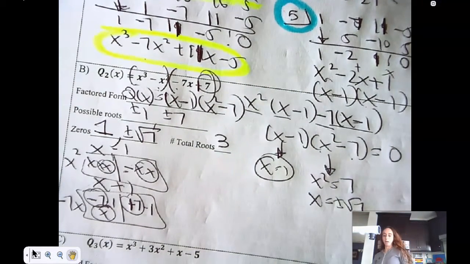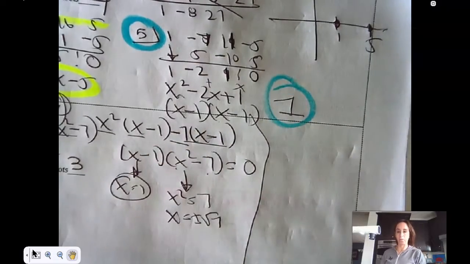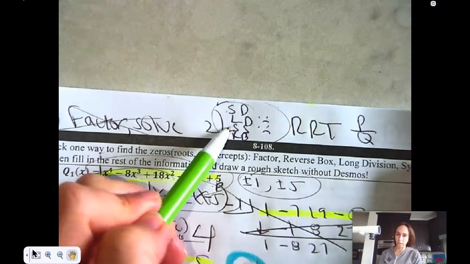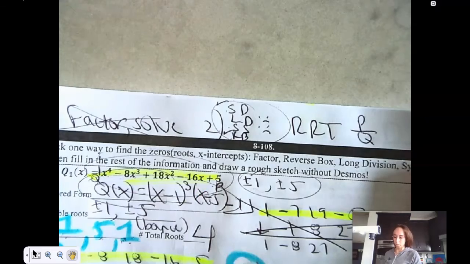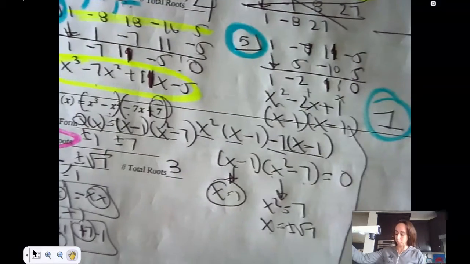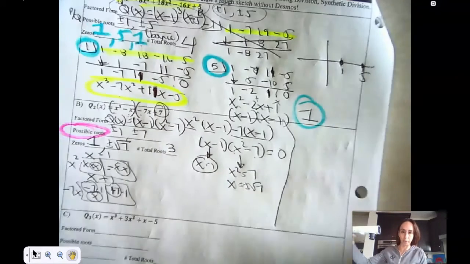Now, some of you go, I'm not good at factor by grouping. I wouldn't have seen it. I'm going to have to do something else. Okay, let's say I'm not good at factoring. I'm going to have to either do synthetic, long, synthetic substitution, and reverse box. We did synthetic division in the last problem, so I will reverse box. So let's go to my possible roots. My possible roots are plus or minus 1 and plus or minus 7.